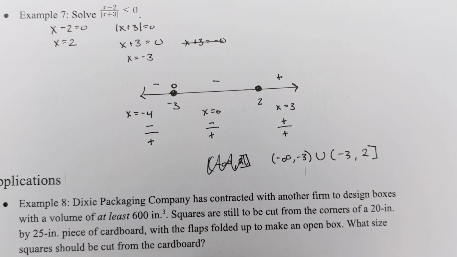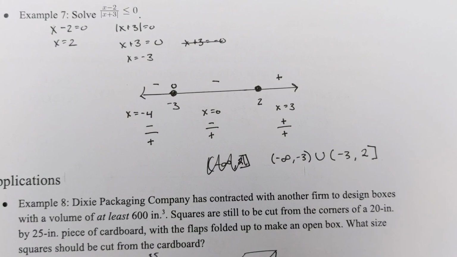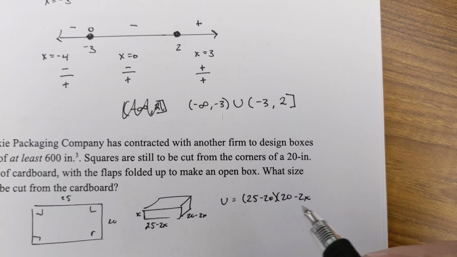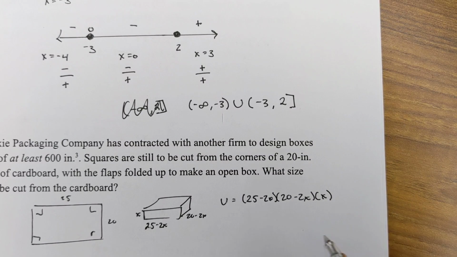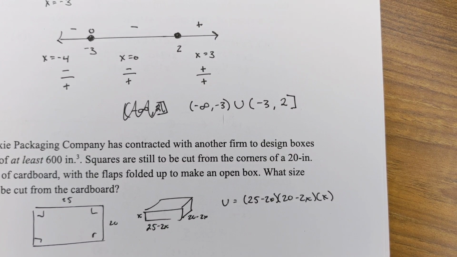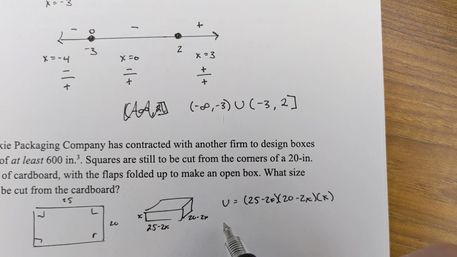So, real quick sketch. We're going to cut corners out. We've got 20 by 25, and when we fold it up, it's going to make a box that's x units tall, 25 minus 2x wide, and 20 minus 2x deep. So the volume of this box is 25 minus 2x times 20 minus 2x times x. And I need that to be greater than or equal to 600, because that's the least value allowed.